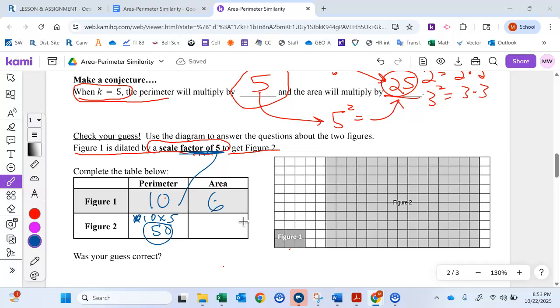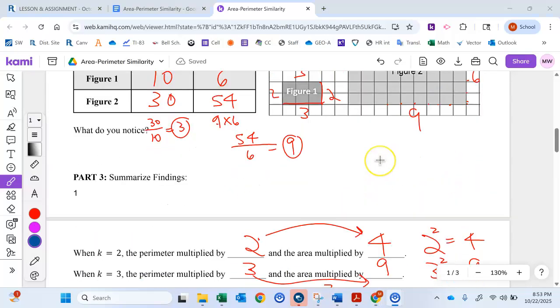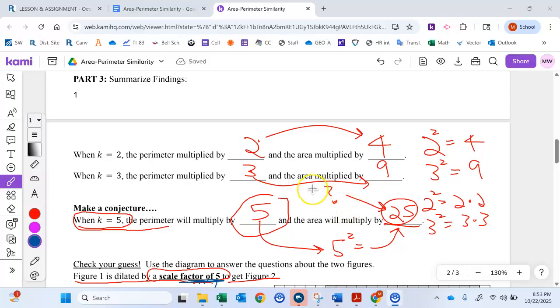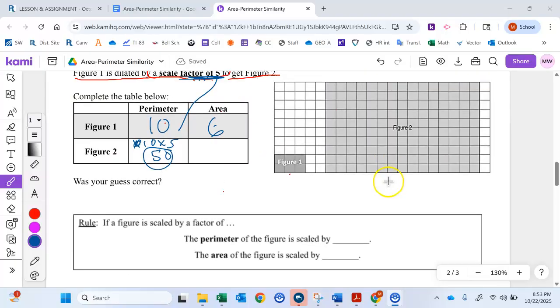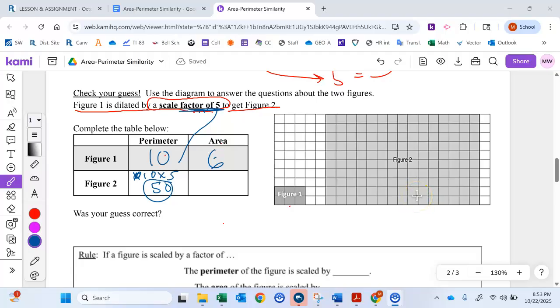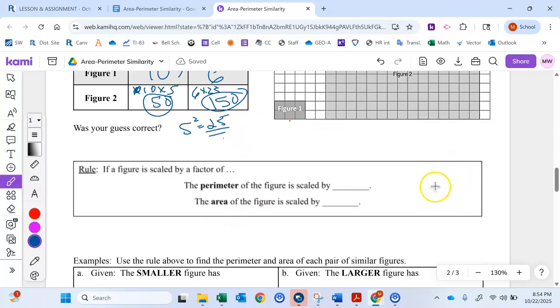Well, the area, you remember, we have to convert that. We have to take this 5 and take it to the square root of 25. So that means we're going to multiply the area by, not by 5, but by 5 squared. So 5 squared equals 25. So that means 6 times 25 would be, what would that be? 120, but that would be 150. See? So we're going to do times 25 when we're dealing with the area, okay? All right.